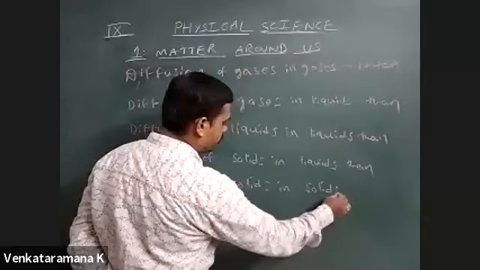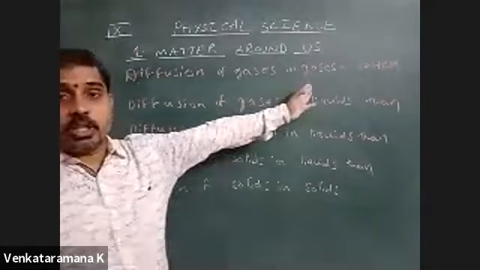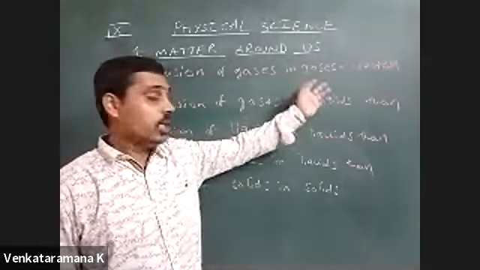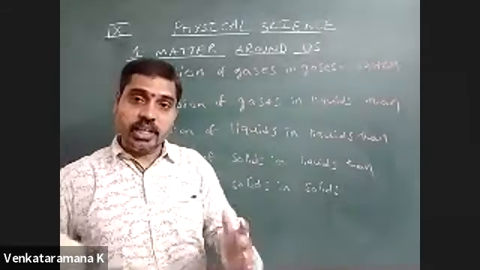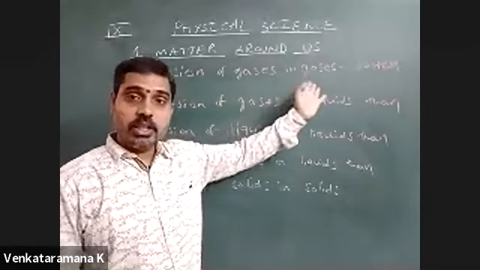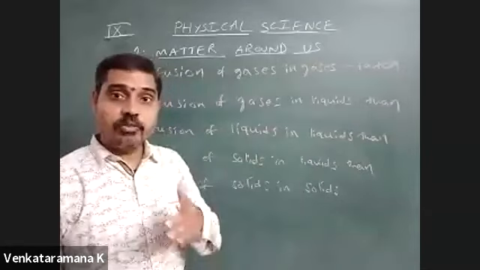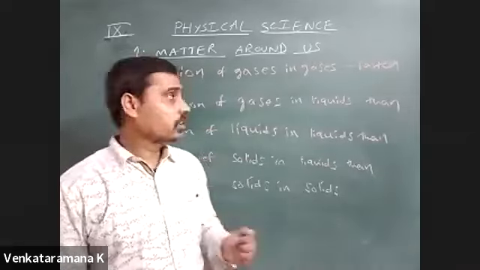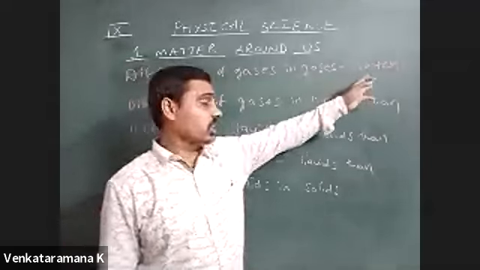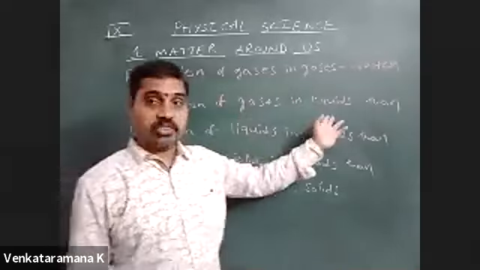Why? That is the question. Why? In gases the intermolecular attraction is very less, and the intermolecular space is very high. That's why they are loosely packed. That's why they can move fast. The rate of diffusion of gases is faster. That's why diffusion of gases in gases is faster compared to diffusion of gases in liquids.